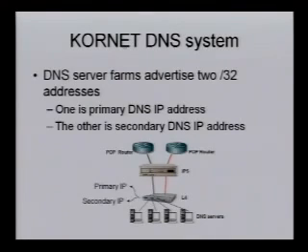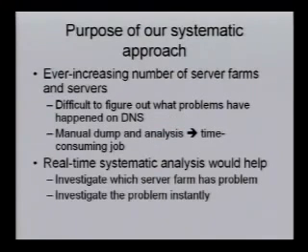A DNS server farm consists of IPS, a layer 4 switch, and multiple DNS servers. Each DNS server farm advertises two /32 IP addresses. One is the primary DNS IP address, and the other is the secondary DNS IP address. As I said in my previous slide, we have many DNS server farms, and actually we have more than 150 DNS servers.